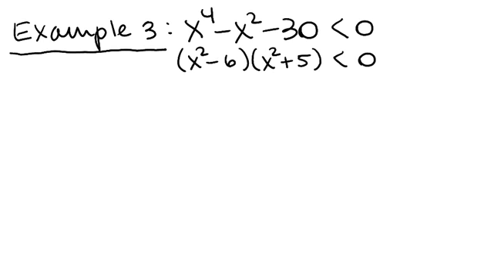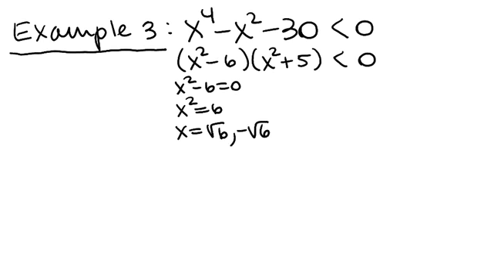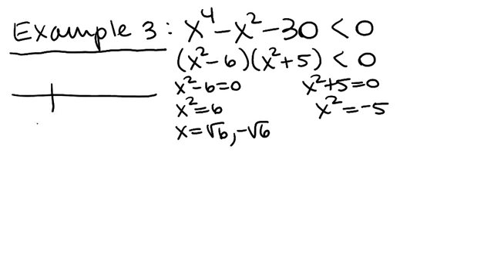So the zeros of this thing are going to happen. I need to do a little more work. I need to say, okay, x squared minus 6 equals 0 when x squared equals 6, which happens at the square root of 6, and also the negative square root of 6. x squared plus 5 is 0 when x squared is negative 5. But x squared can't equal negative 5 if x is a real number, so that's not going to contribute a 0. So on my number line, I have negative square root of 6 and positive square root of 6. And that's really all I've got. Those are the only zeros that this fourth degree polynomial has.